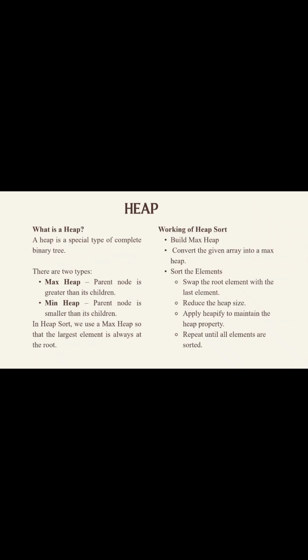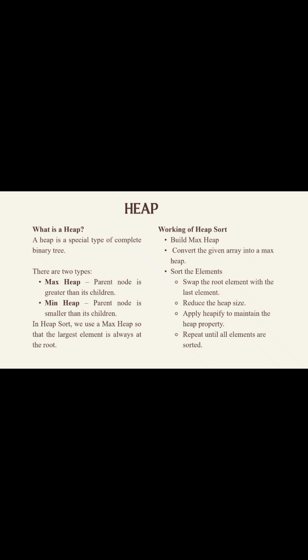What is heap? A heap is a special type of complete binary tree. A complete binary tree means all levels of the tree are filled except possibly the last level. There are two types of heaps, max heap and min heap. In max heap, the parent node is greater than its children, and in the min heap, the parent node is smaller than its children.